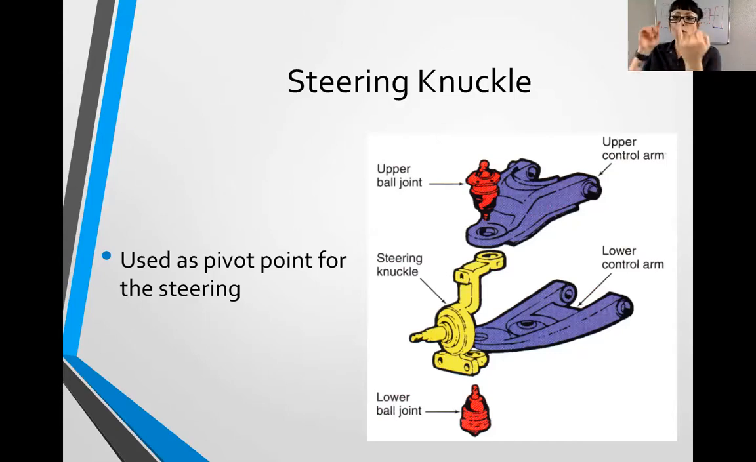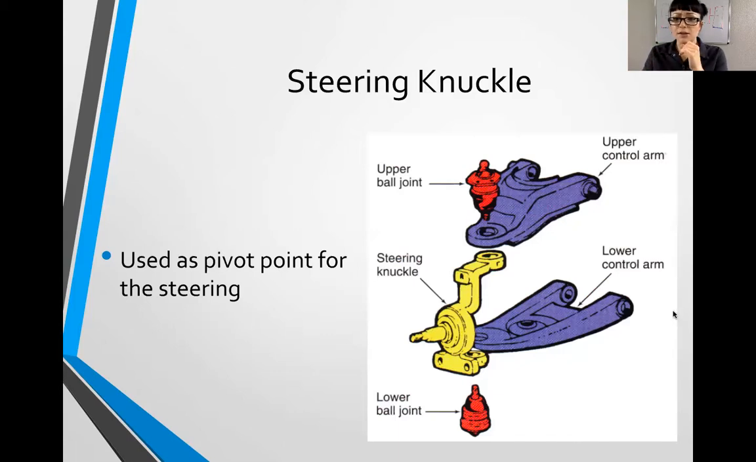The steering knuckle is going to hold your brake assembly on, and I don't have this written down here, so you may want to write that down. It's going to have your brake assembly attached to it, and it's going to have your wheel assembly attached to it as well. So that's something to think about.